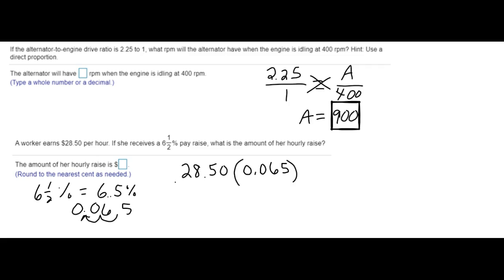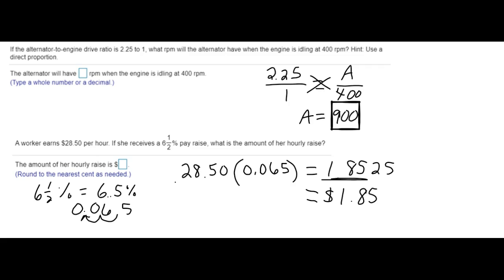So 0.065 of 28.50, we multiply those two together using my calculator. I get 1.8525. And so therefore, the amount of her hourly raise is, rounding, we get $1.85. Because this is money, we're going to go to 2 decimal places.